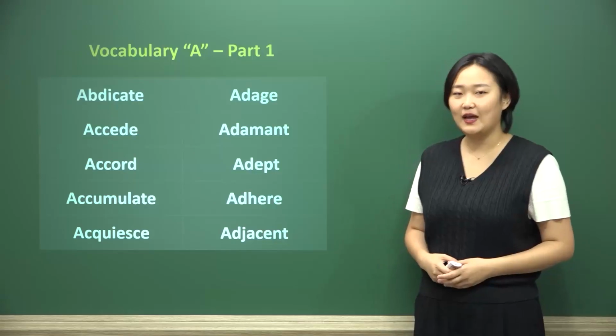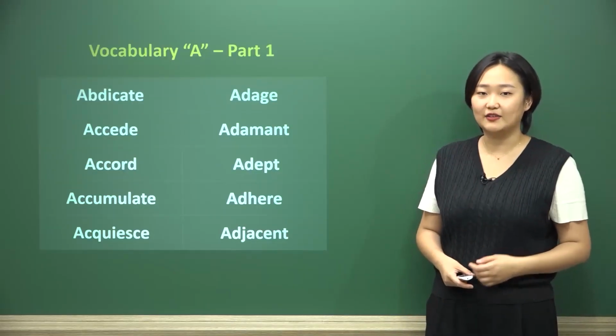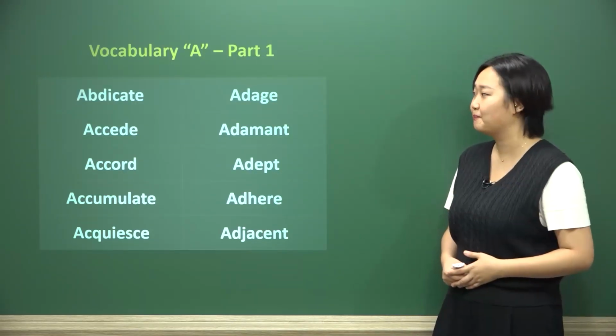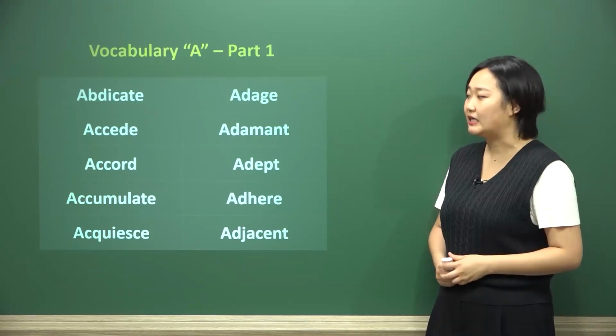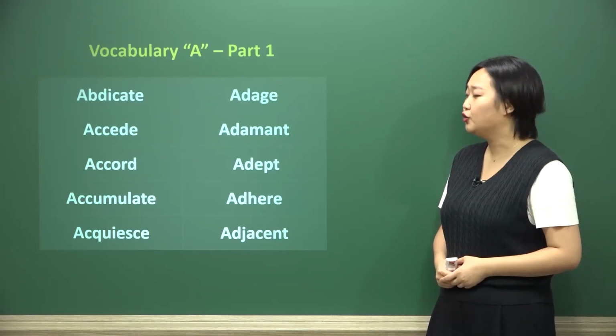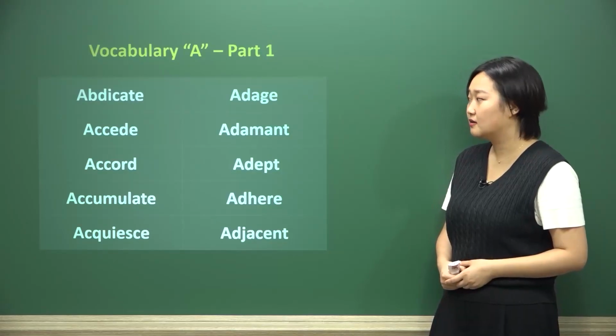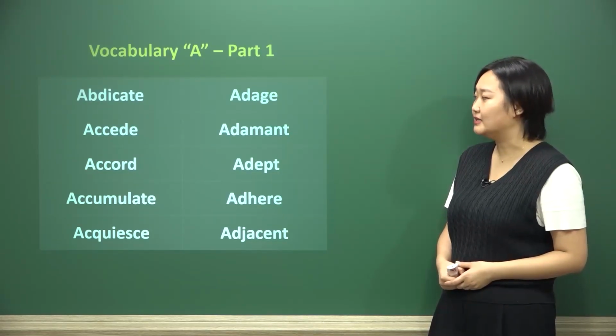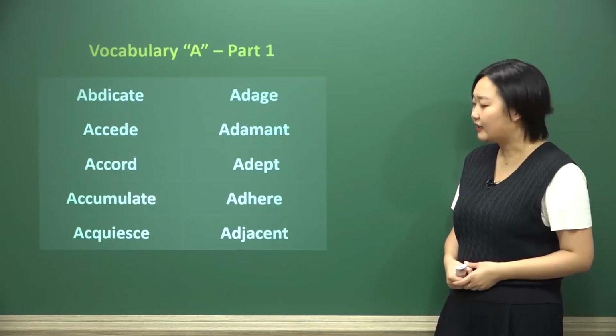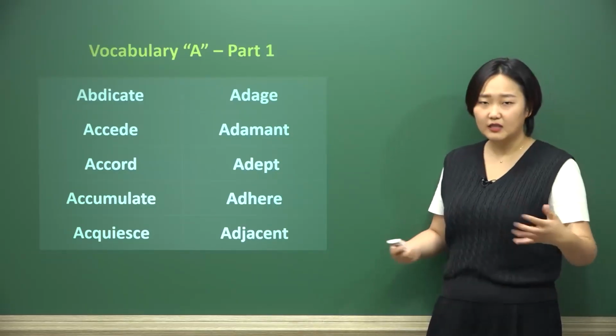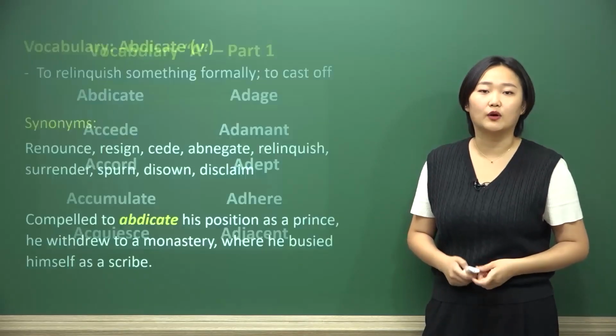Now, like always, let's go ahead and make sure that we say these out loud together so we know what the pronunciation is. Abdicate, accede, accord, accumulate, acquiesce, adage, adamant, adept, adhere, and adjacent. So let's go ahead and start with that first word, which is the word abdicate.